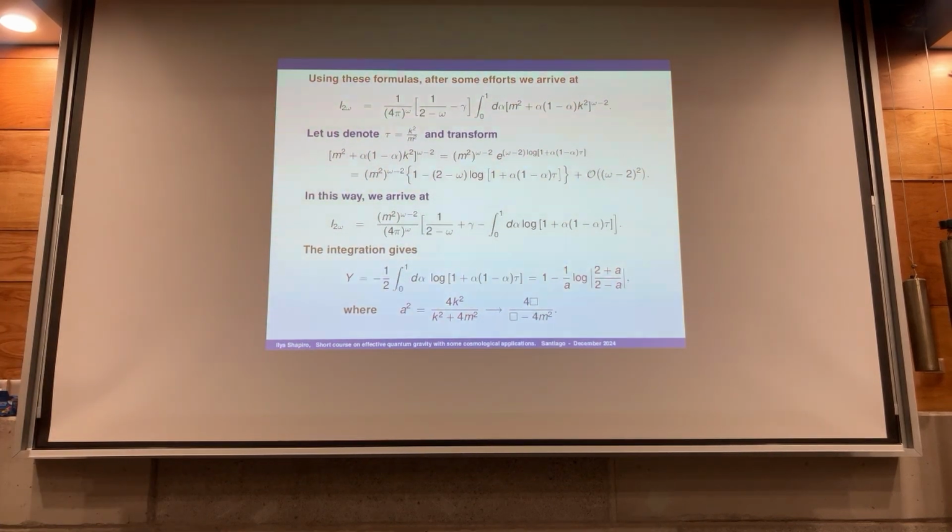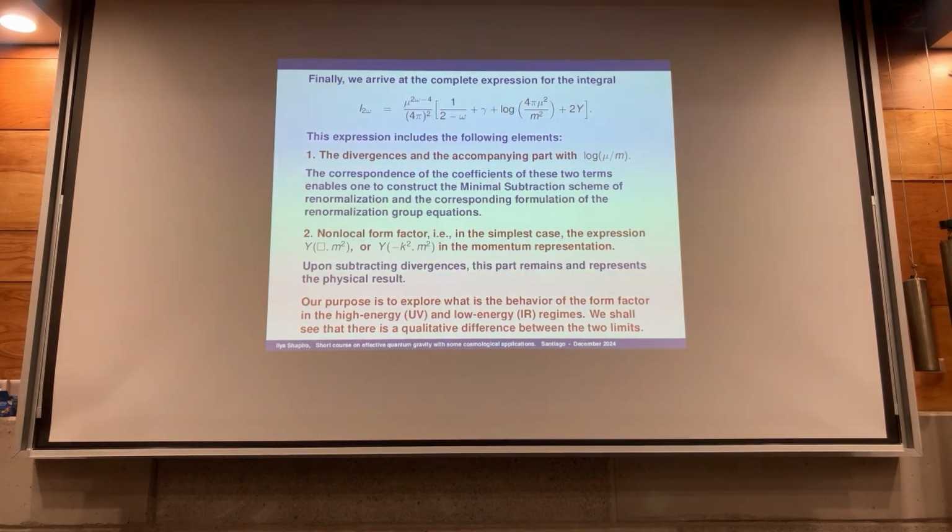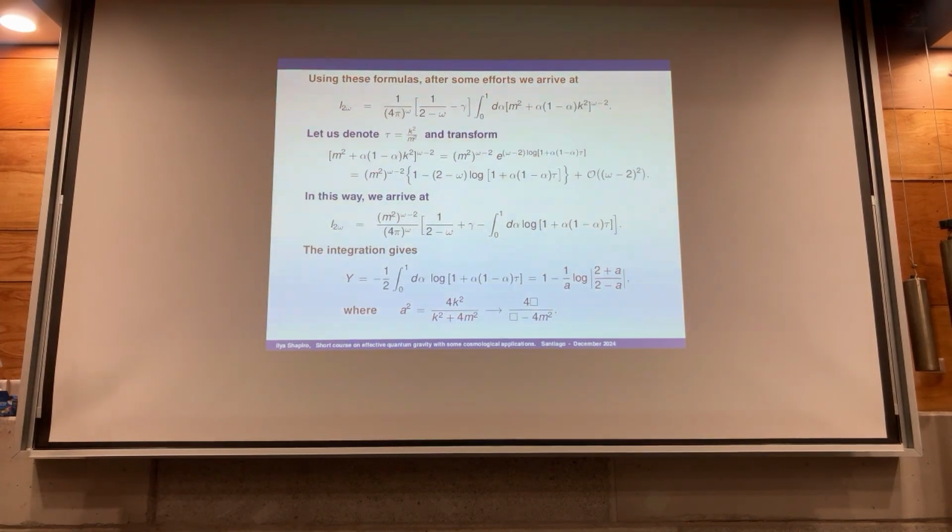Next. So by the end of the day, we have this expression. We have this divergence, then we have gamma, which is the Euler-Mascheroni constant. We have this guy. This is a non-trivial point. By the way, maybe it's worth coming back and explaining. Because, you see, we have here m squared to the power of omega minus 2. We want to make the same trick with this quantity. We want to exponentiate it and so on.